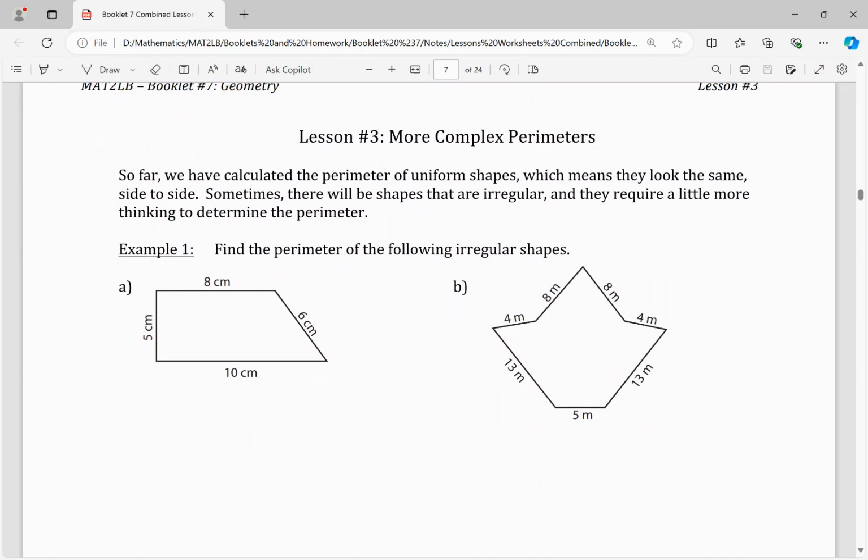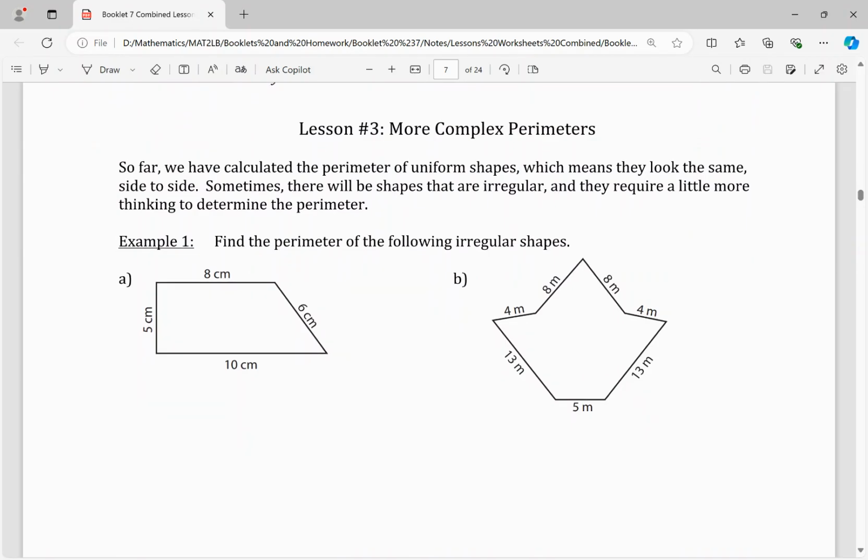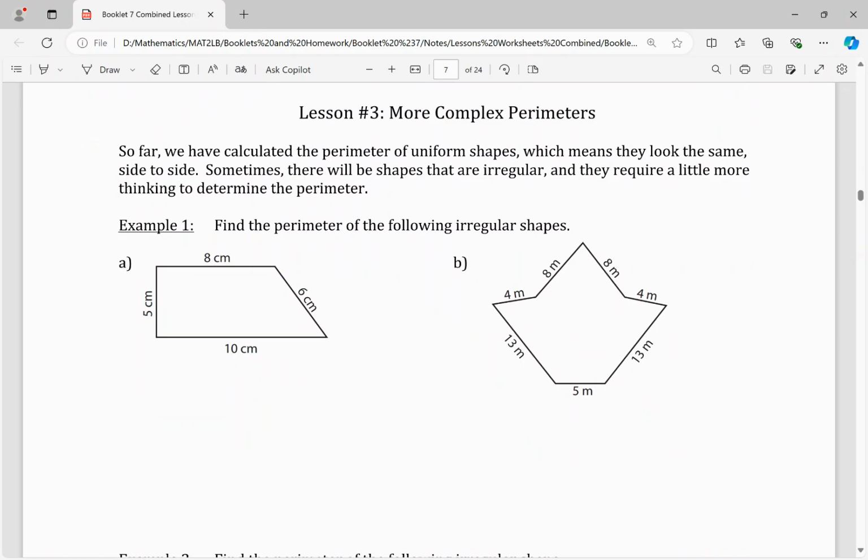So in this lesson, we are working with slightly different shapes, some shapes which you may not even have a name for, right? Because they're so oddly put together. We call these irregular shapes. Now, when calculating the perimeter of irregular shapes, the process is generally the same. Remember, the perimeter is just the distance all the way around a shape, so you need to take each of the sides and add them together.